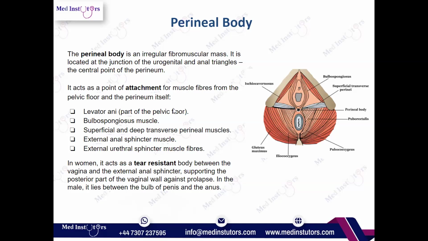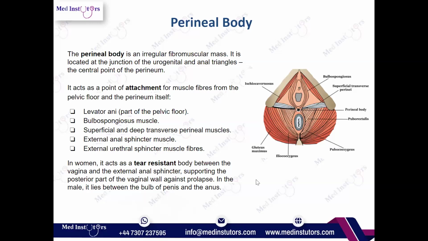For your exam, don't go into very much detail of the origin, insertion, blood supply, innervation or functions of these muscles. But yes, you need to have an idea of which muscles attach on the perineal body. The first muscle to keep in mind is the levator ani, bulbospongiosus, superficial and deep transverse perineal muscle, external anal sphincter muscle, and external urethral sphincter muscle fibers. So remember the names of these muscles. These are the muscles which attach on the perineal body.